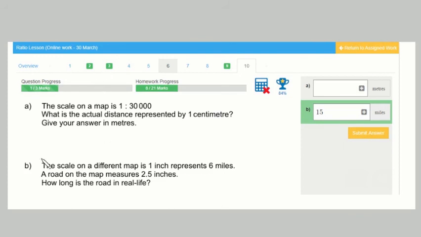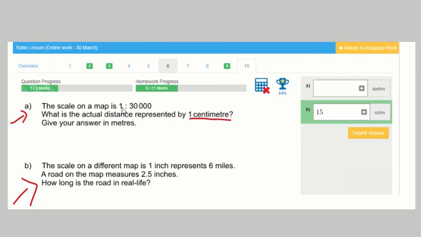And now your final question, Tom. I can see you've answered part B correctly, so I'm not going to go through that one. Part A tells us that the scale on the map is 1 to 30,000. So 1 centimetre on the map is 30,000 centimetres on the ground. What is the actual distance represented by 1 centimetre?